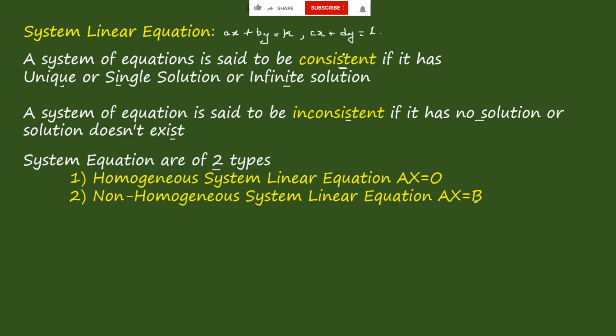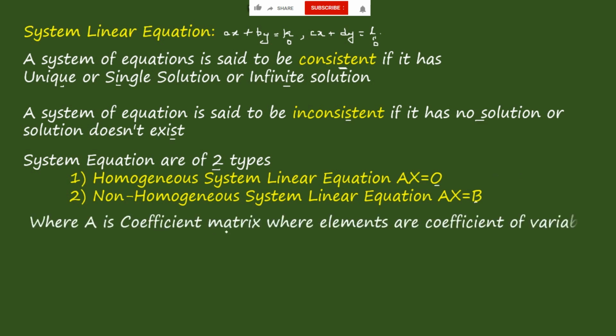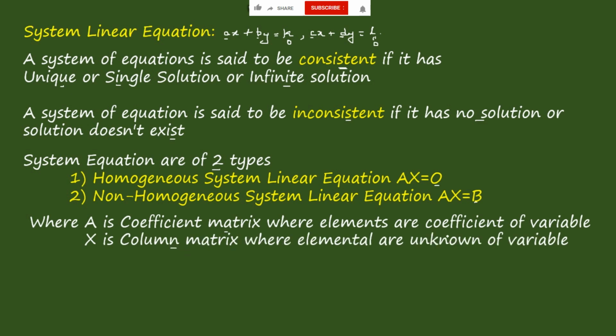From these equations, we write a matrix, and then we get both types of matrices. Sometimes we may get 0 values. Here, instead of k, if you have 0, then it becomes homogeneous. If instead of L it has a 0, then it becomes a homogeneous system linear equation. A is nothing but the coefficient matrix of the variables, and X is the column matrix of the unknown variables, like X and Y in this particular case.